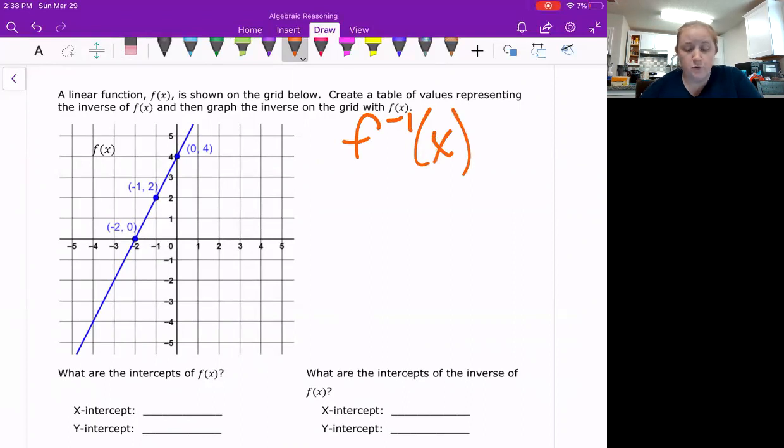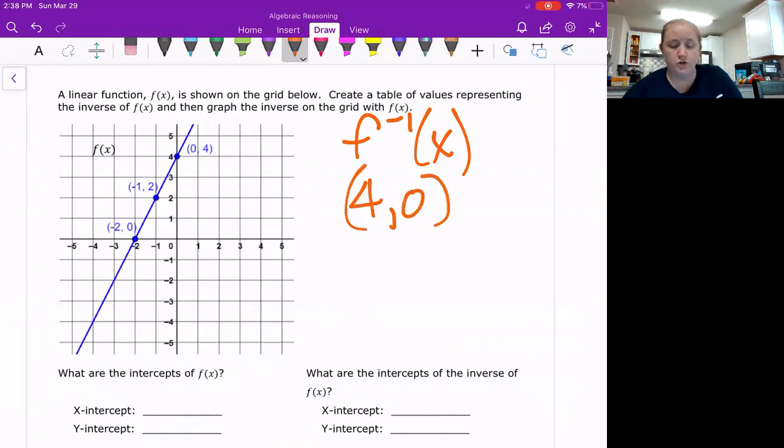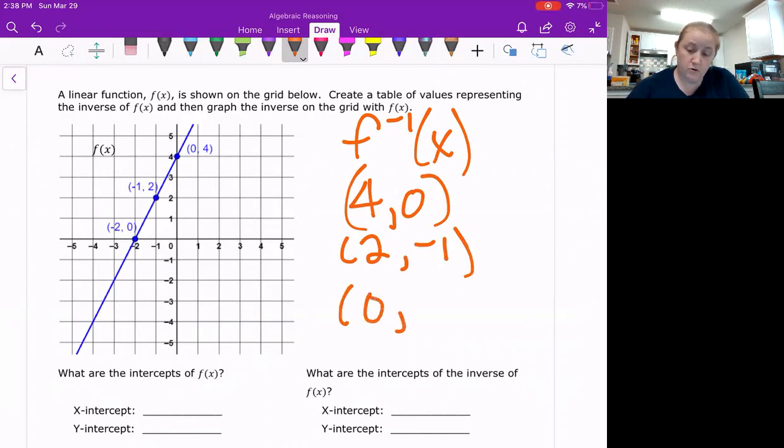So I have the first point 0, 4. So reverse that, 4, 0. Second point is a negative 1, 2. So when I reverse that, 2, negative 1. And my third point, negative 2, 0, becomes a 0, negative 2. All right, so let's graph these new dots and see what happens.